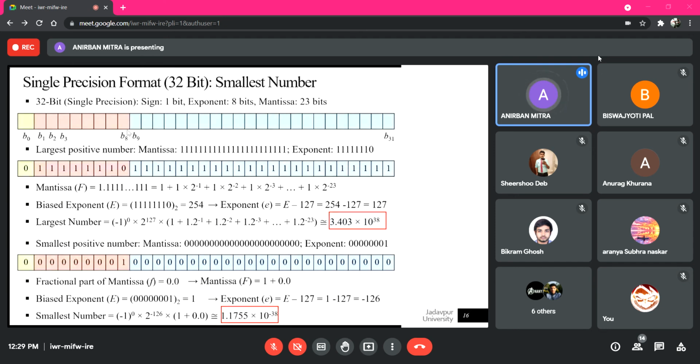Again, a very, very small number can be represented. If you attempt to represent numbers which are smaller than this number, then it causes an underflow error. We have seen the overflow error previously. Here, there is a case of underflow error if you try to represent any numbers which are smaller than the smallest permissible number.